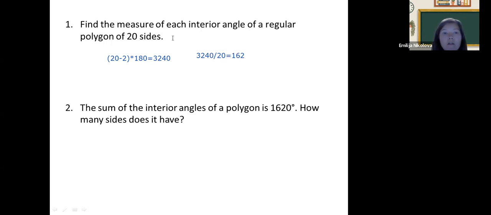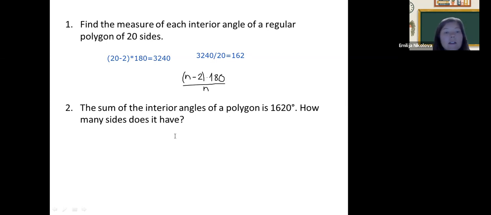Or we can write down as well a formula for finding how much is each interior angle in a regular polygon. That will be n, if it's the number of sides in the polygon, minus 2 times 180, and then we divide it by the number of sides n. So this will be the formula to finding how much is one angle in the regular polygon. I think it's clear. We can go on to the second exercise.